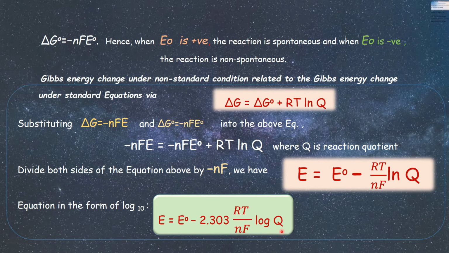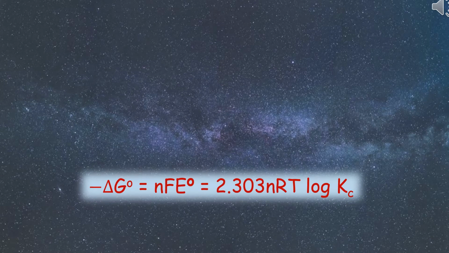Okay, so this equation is very important. E is equal to E0 minus 2.303 RT/nF log Q. Now in this equation, there are two variables: one is concentration and the other is temperature.